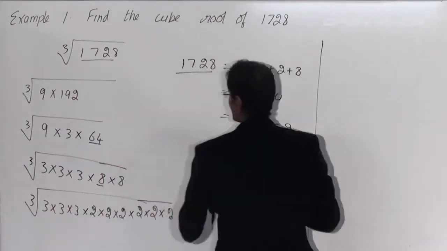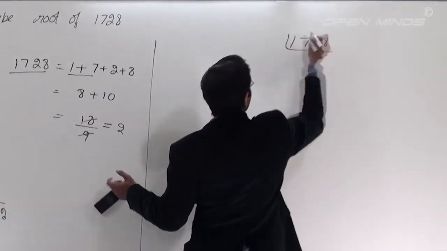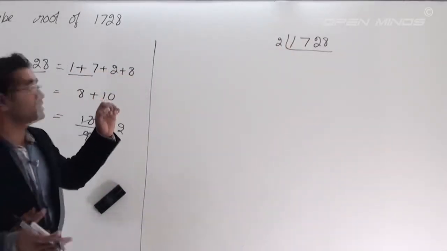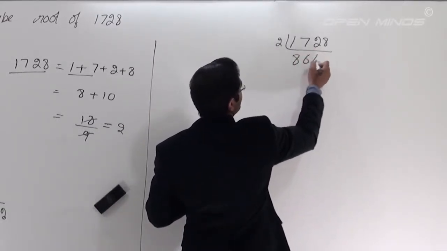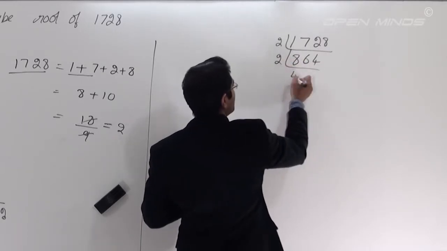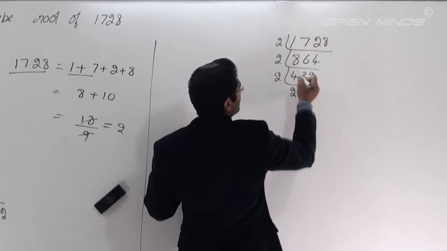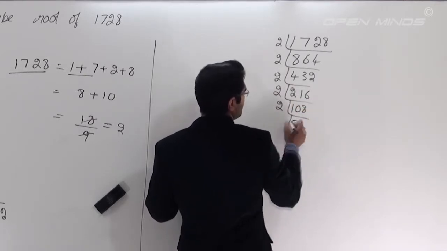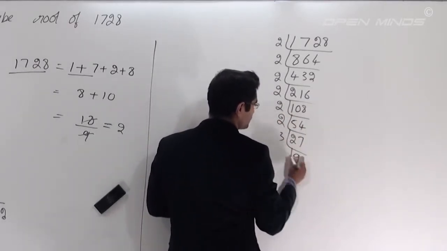If I'm not following this method, what I'm doing is this. I just have to take 1728 and start dividing, finding the factors, starting with the least prime number, 2. 1728 divided by 2 is 864, then 432, then 216, then 108, then 54, then 27, then divide by 3: 9, 3, 3.